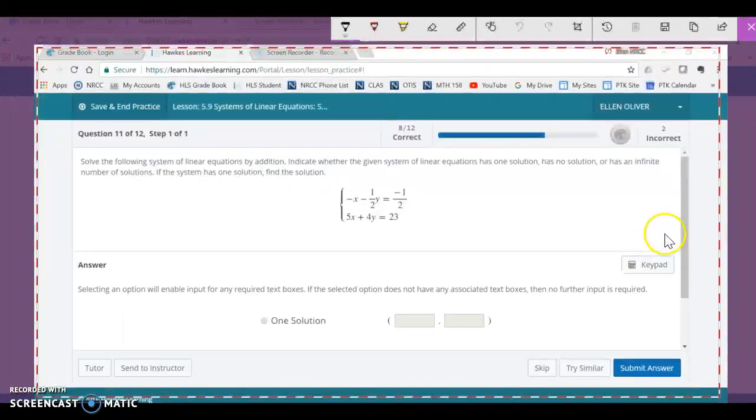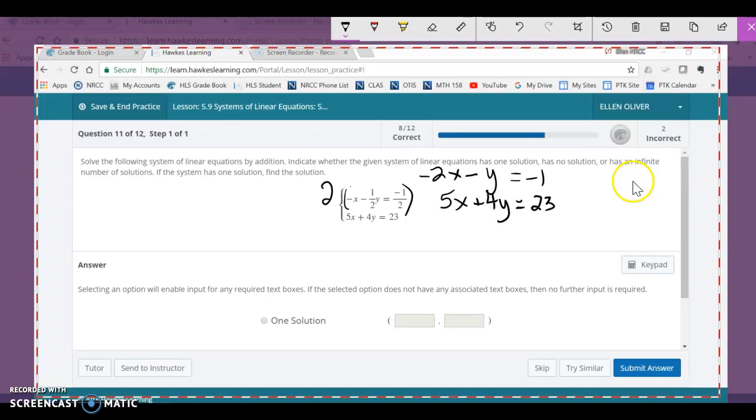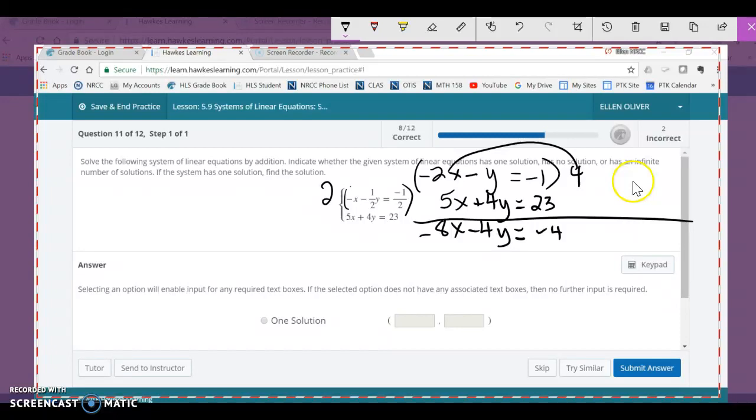This one should not be too hard for you. If I just double everything in the first equation, my fractions will go away. Negative 2x minus 1y equals negative 1. My other one was 5x plus 4y equals 23. So I can make my y's have opposite coefficients if I multiply that first one by 4. So if I do that, I'll have negative 8x minus 4y equals negative 4. And my bottom one is 5x plus 4y equals 23.